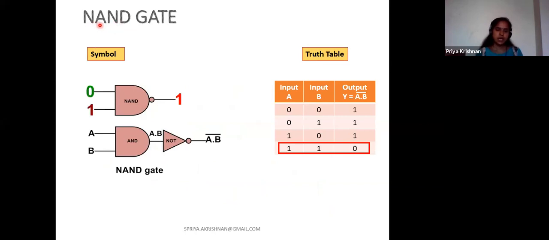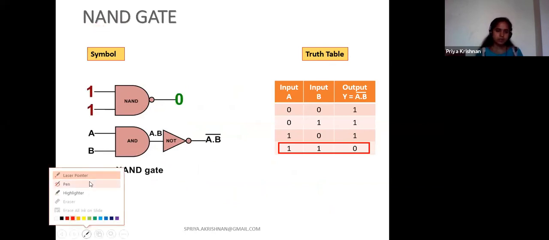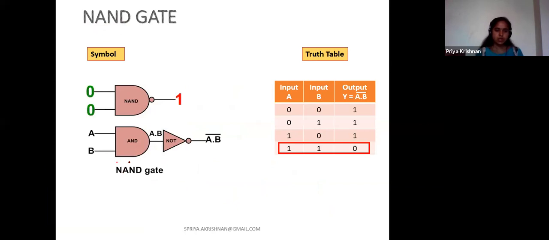NAND gate. NAND we call as AND plus NOT. We know two inputs are there for the AND gate, and the output will be A dot B. If I put a NOT gate at the output, it will become A dot B whole bar. If you invert all the outputs of the AND gate, then that is the NAND gate.